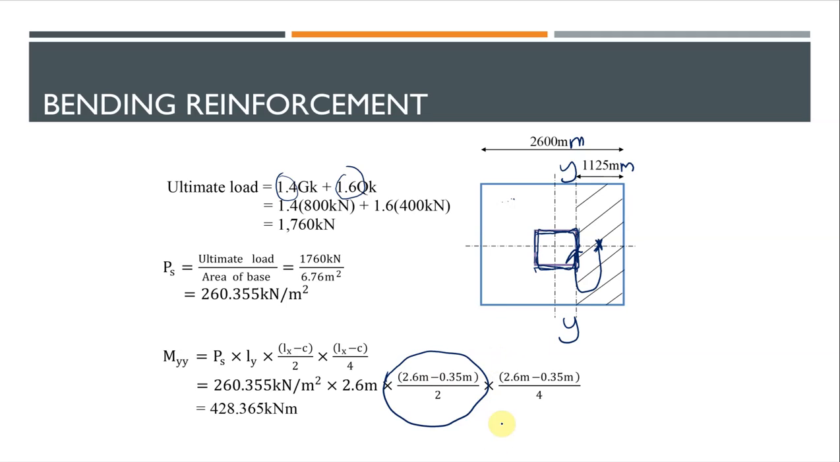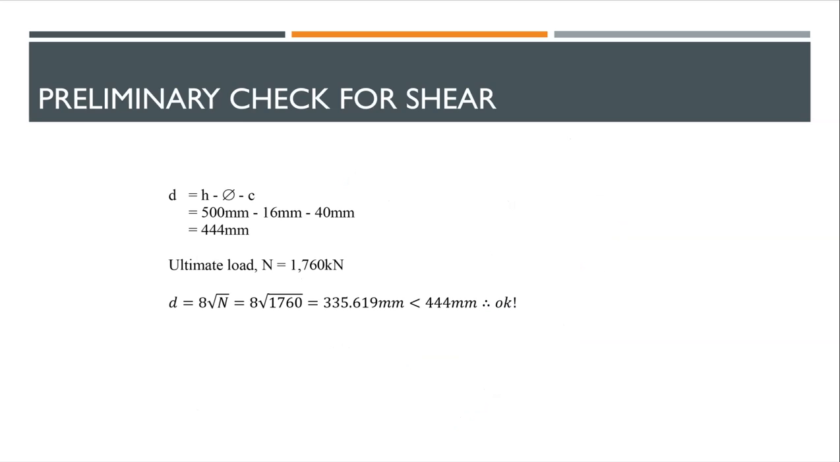So when I calculate and everything, I will get 48.365. So this is the moment at YY. And after that, what I need to do before I proceed to design the bending reinforcement, meaning I want to get As, how it's going to be distributed, the arrangement, the distribution, and also how many bars and the size of the bar. Before I proceed to that, I need to do the preliminary check for shear first.